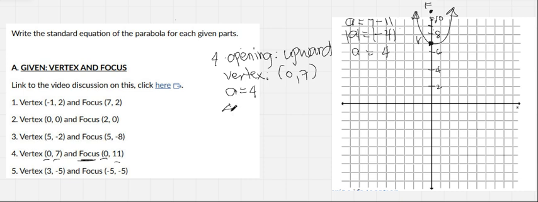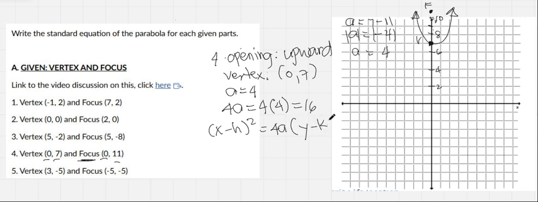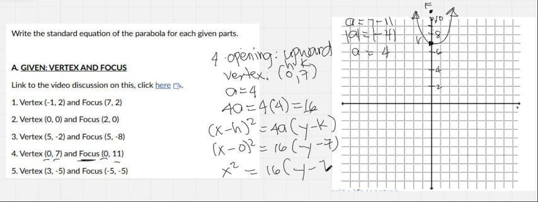Then we identify our 4a. 4 times a is 4 times 4, which is 16. Writing now the standard form of the equation of the parabola, this is upward, so we start with (x minus h) squared equal to, for the upward direction, we're facing mostly positive numbers from the origin, so positive 4a times (y minus k). Plugging in h as 0, k as 7, we have (x minus 0) squared equal to 16 times (y minus 7). Simplifying, we've got x squared equal to 16 times (y minus 7). There you go, that will be our standard equation of the parabola.